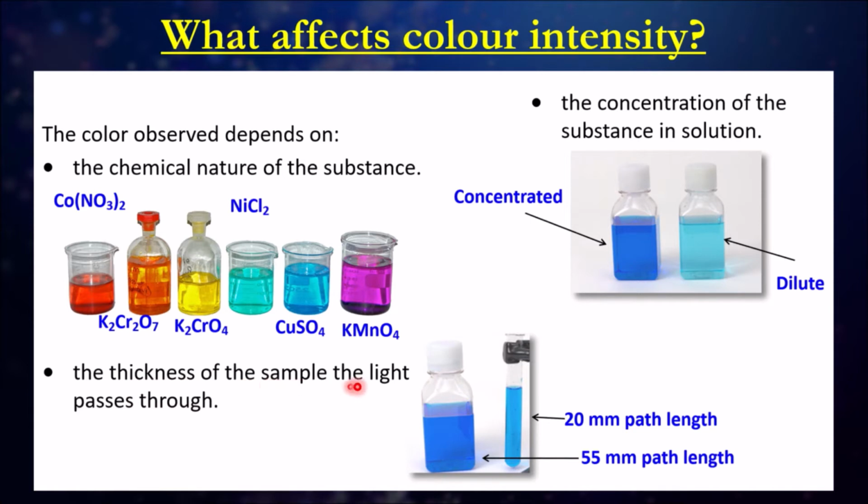Another is the thickness of the sample the light passes through. If we have a thicker pathway, that can also affect the intensity of the color, as you can see here. Another way is the concentration of the substance. What we have here is a highly concentrated solution of, I think, copper sulfate. You can see it's very blue, and then a more diluted version is a lot more transparent in a way, but a lot lighter to be more exact.